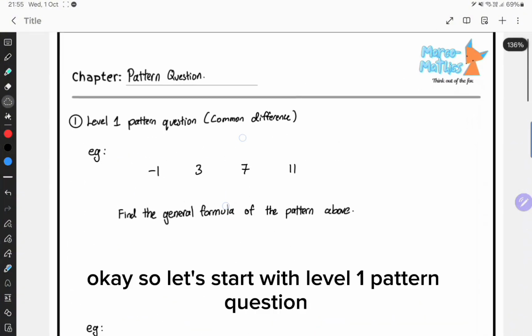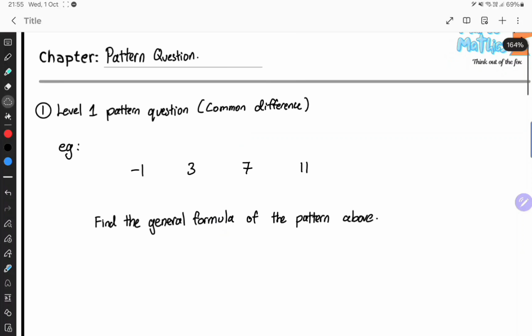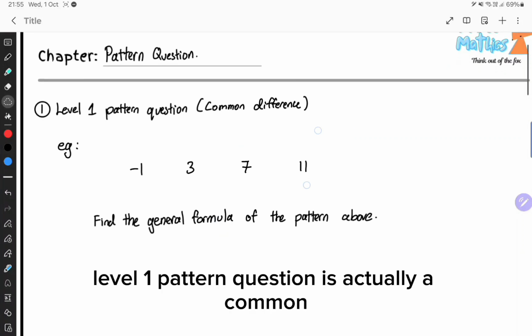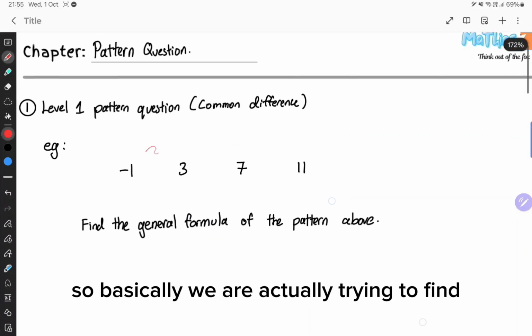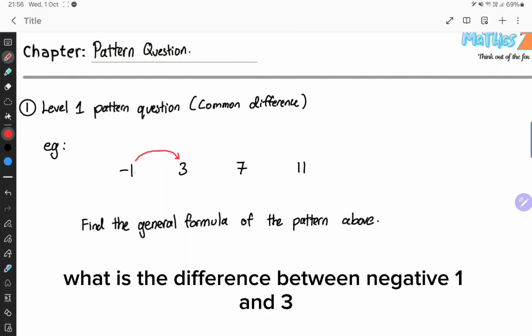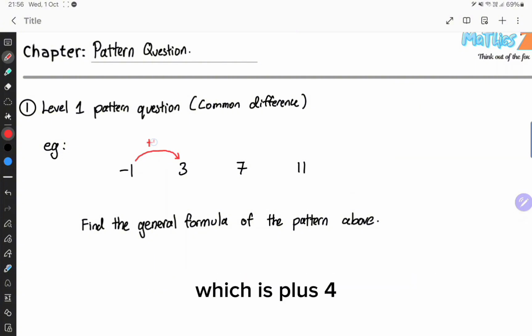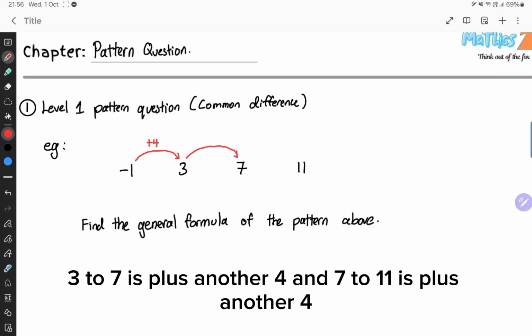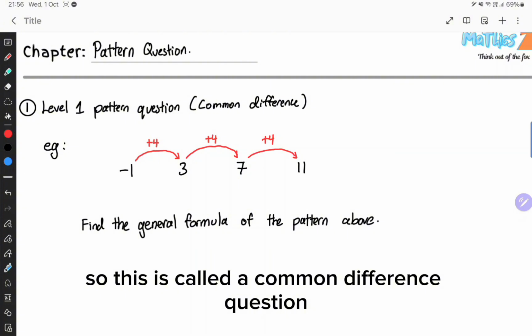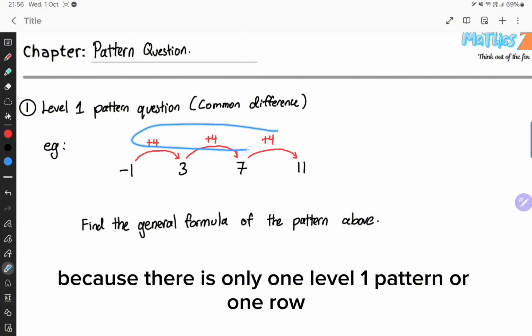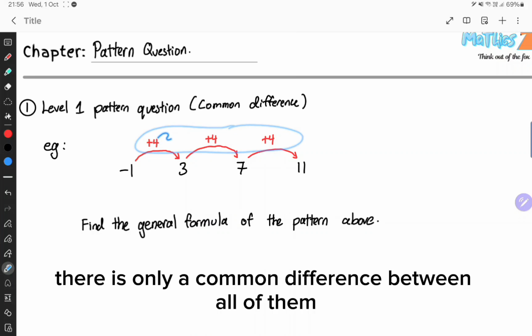Okay, so let's start with level 1 pattern question. Level 1 pattern question is actually a common difference question. So basically we are trying to find the difference between -1 and 3, which is plus 4. 3 to 7 is plus another 4, and 7 to 11 is plus another 4. So this is called a common difference question because there is only one level, or one row, and there is only a common difference between all of them.